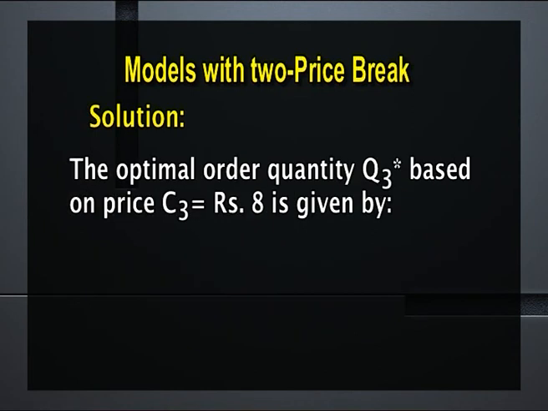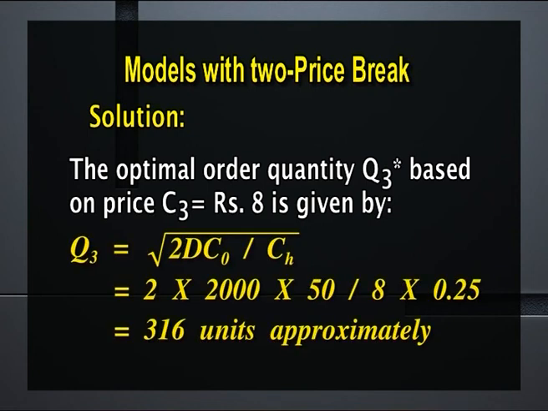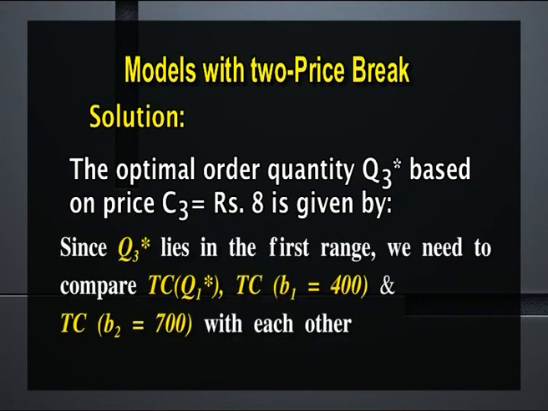The optimal order quantity Q3 star based on price C3 equal to rupees 8 is given by Q3 star is equal to square root of 2 D C naught by CH is equal to square root of 2 into 2000 into 50 by 8 into 0.25 is equal to 316 units approximately. Since Q3 star lies in the first range, we need to compare TC Q1 star, TC B1 equal to 400 and TC B2 equal to 700 with each other.